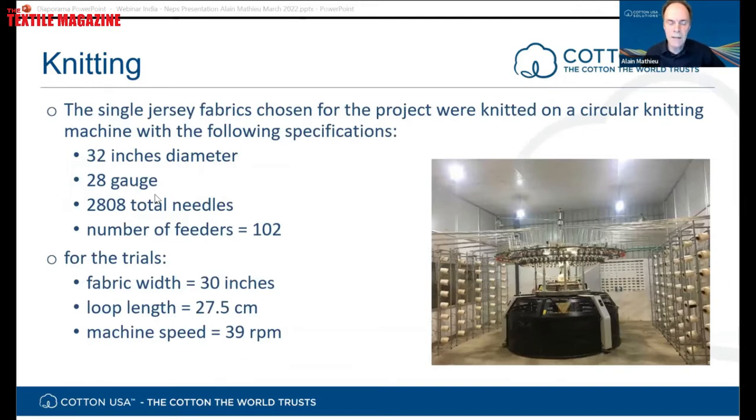Moving on to knitting, the fabric was a single jersey, and you can see the machine specification and fabric parameters. All these details were provided in the report. All conditions remain constant again for the four cotton varieties.